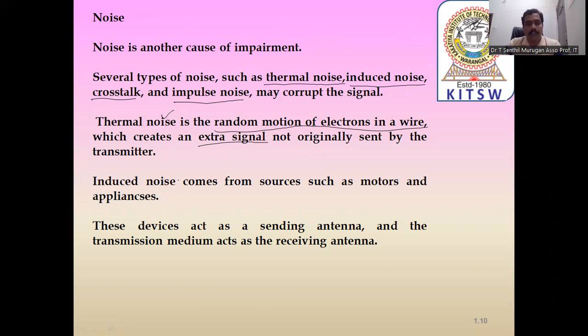Induced noise. What is induced noise? It comes from sources such as motors and appliances. So the sensor is receiving some motor data, and while recording it, it gets affected by vibrations or sounds of the motors. That is called induced noise. And crosstalk, we already know that crosstalk means somebody's voices will be mixed with ours. These devices act as a sending antenna and the transmission medium acts as a receiving antenna.